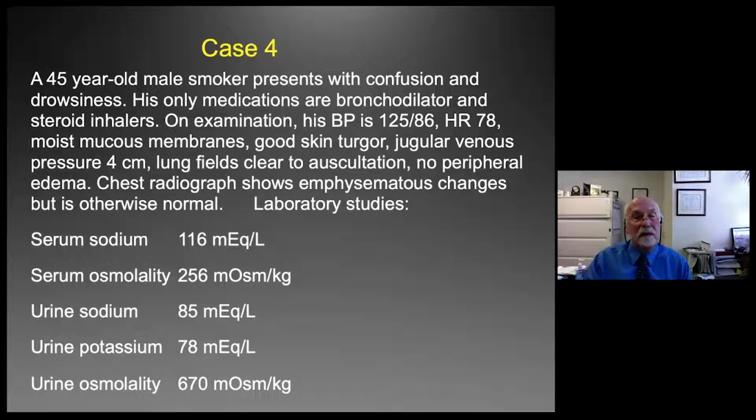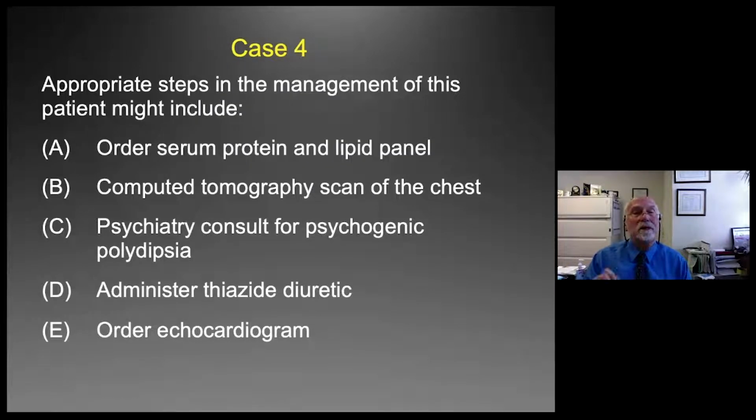But his laboratories come back with a sodium of 116 and a serum osmolality of 256. So this is true hypoosmolar hyponatremia. A urine sodium of 85, a urine potassium of 78, and a urine osmolality of 670. So what might you consider next in the management of this patient? Would you A, order a serum protein and lipid panel? B, get a CT scan of the chest? C, get psychiatry involved because you think this is psychogenic polydipsia? D, administer a thiazide? Or E, order an echocardiogram?